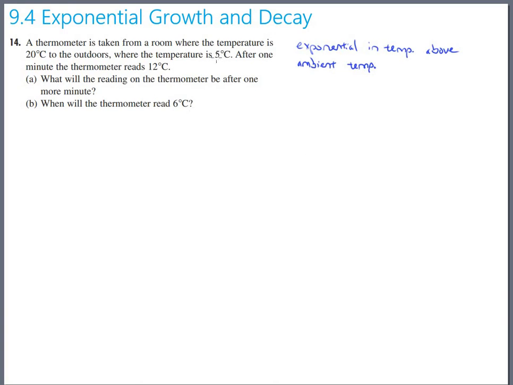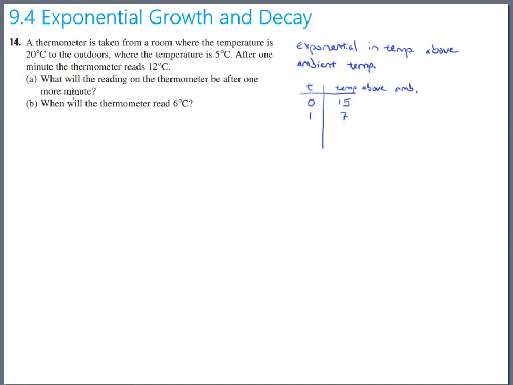So really what we have here are some times and some temperatures. Particularly at time 0, when they first take it outside, the temperature is 20 degrees, which is, notice, 15 degrees above ambient. So at time 0, 15 degrees above ambient temperature. And then at time 1, it reads 12, which is 7 degrees above ambient temperature.